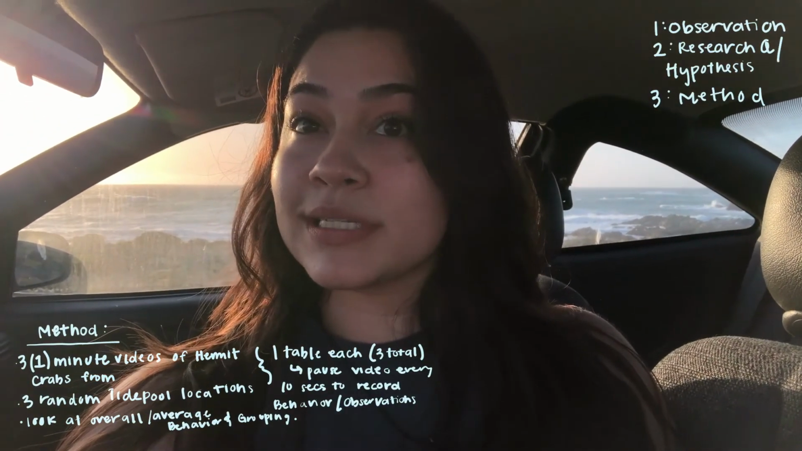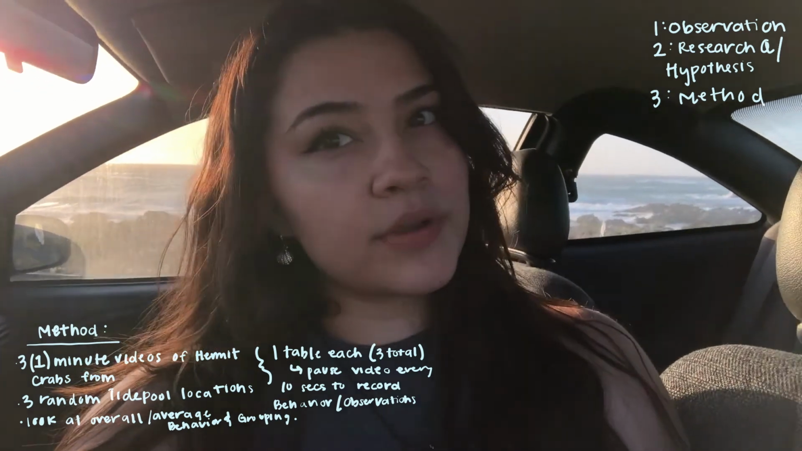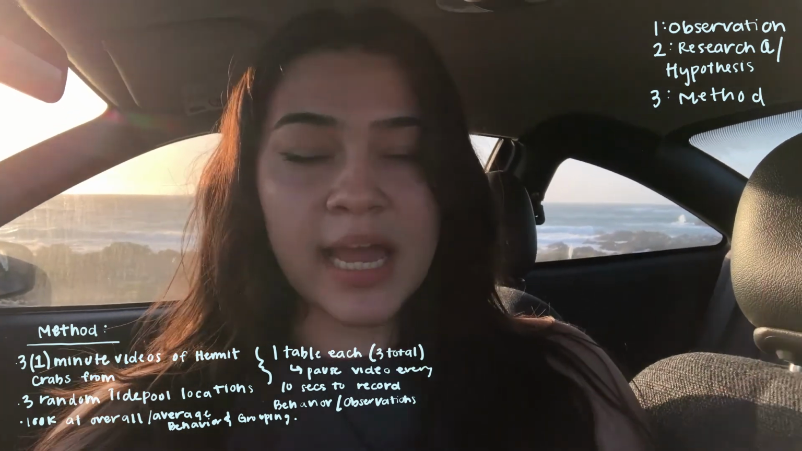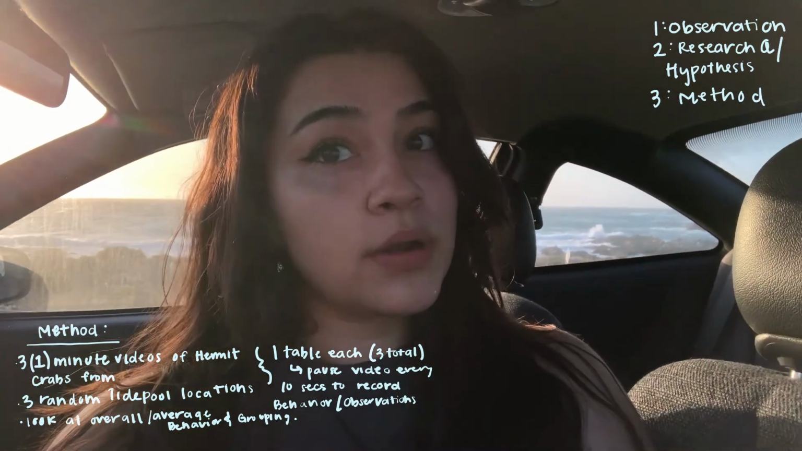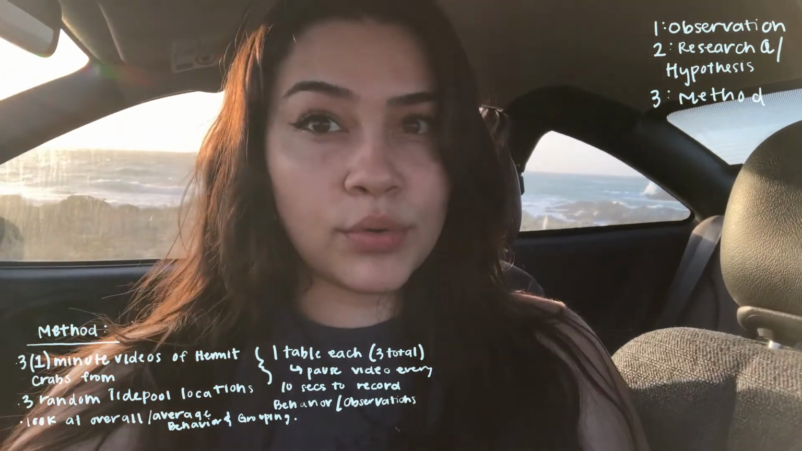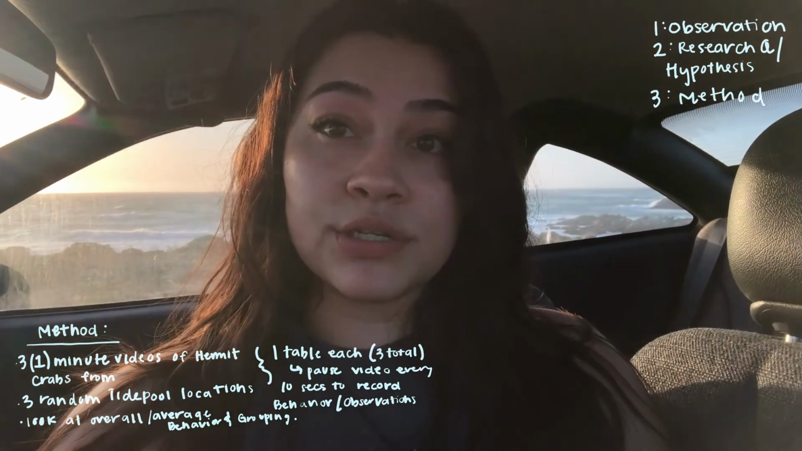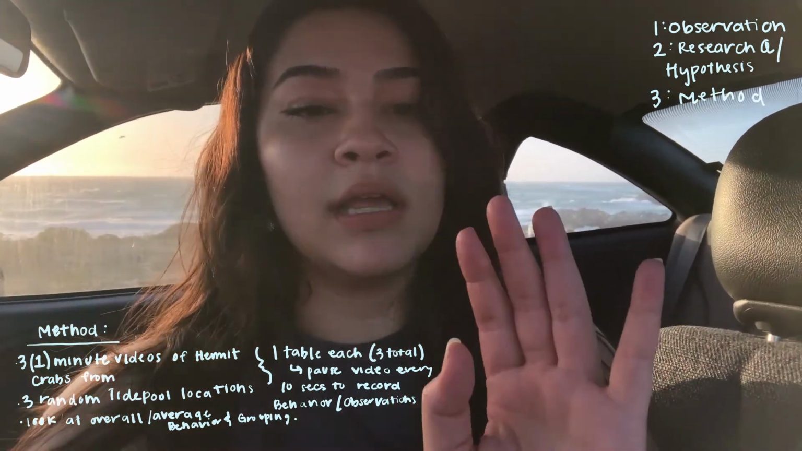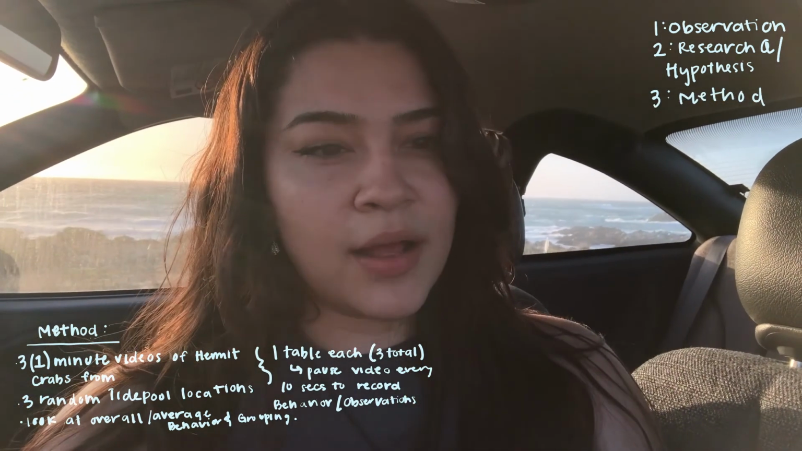All right, I just finished up collecting all my data here at Asilomar State Beach. I checked out 3 different little random areas of the tide pool and recorded 3 different or separate 1-minute videos. Now I'm gonna head home, make my little data table, and record all observations of hermit crab behavior, either calm or distressed, in increments of 10 seconds for each of those videos.